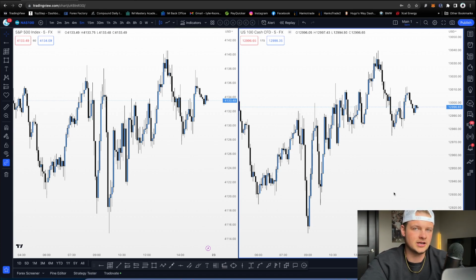I usually am trading the indices. This works very well on the indices. So S&P 500, NASDAQ, Dow Jones, right? And I also use it on EURUSD versus GBPUSD. I'll show you guys an example of that.